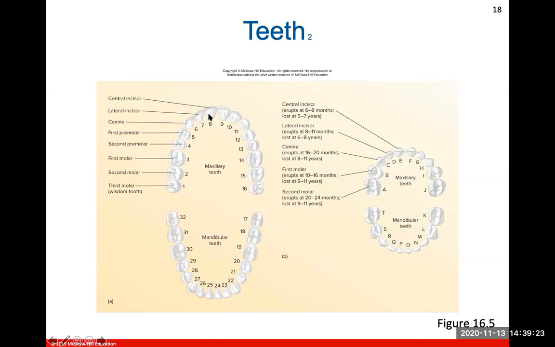But then you can see here your central incisors, lateral incisors, canines, and then going through the premolars. And here, take a look at where the baby teeth come in, and it gives you a general month as to when the teeth come in.